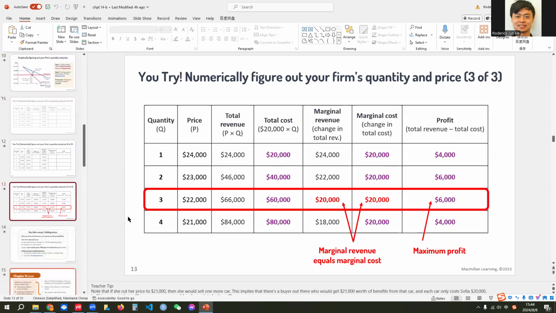So in that case, how do we figure this out? Here we have all those different costs. We have all those total revenues, right? And let's look at those numbers. Where do we get the highest profit? Well, the highest profit is found by marginal revenue equals marginal cost.